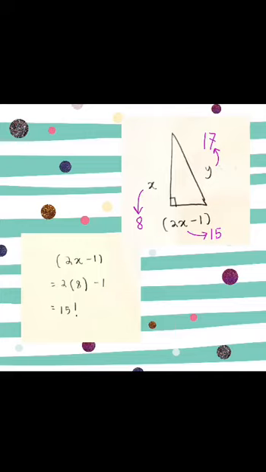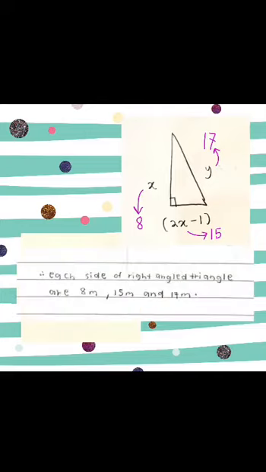And finally, the last side is 15 meter. Remember that the question asks for the length in meter of each side of the land. So, the answer would be each side of the right angled triangle are 8 meter, 15 meter and 17 meter.